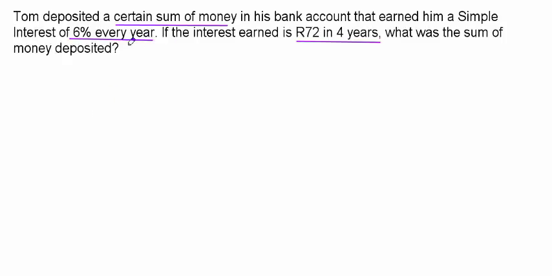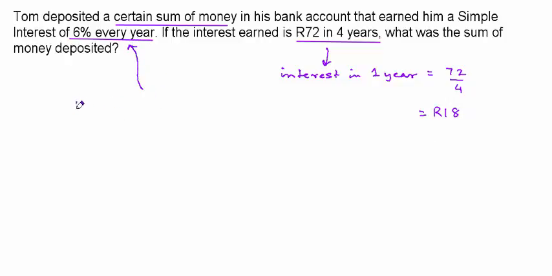There are different ways to do this, and what I'm going to do is I'm straight away going to divide the 72 by 4 to say that the interest earned in 1 year is equal to 72 divided by 4, because that's the interest earned in 4 years. For 1 year, you just got to divide that by 4. So this is going to give us 18 Rand. Now that means he would earn 18 Rand interest every year, given that the rate of interest is 6%.